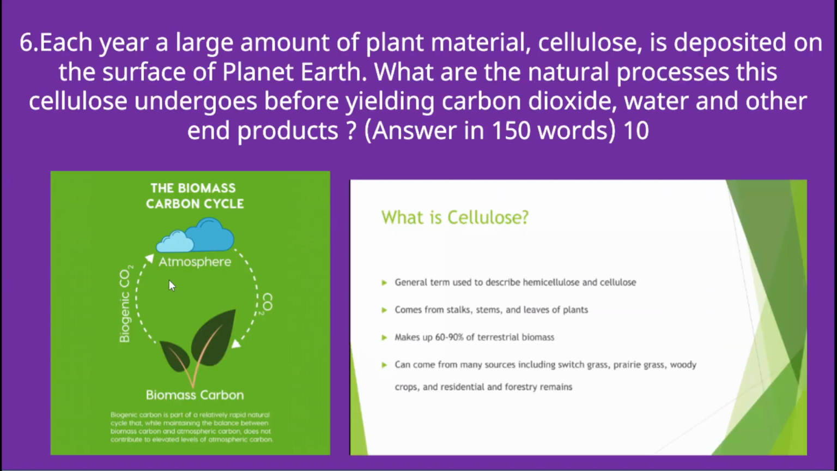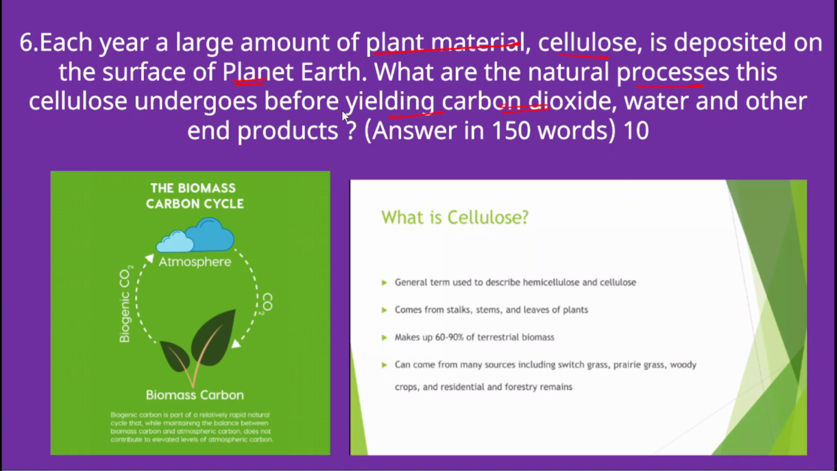So the next question is from the environment and ecology section. The question here is asking that each year a large amount of plant material, cellulose, is deposited on the surface of planet Earth. Okay, so no doubt every year a huge amount of plant material and plant cellulose is deposited on the surface of the planet Earth. So what are the natural processes this cellulose undergoes before yielding carbon dioxide? So ultimately the cellulose and the plant material will be converted into carbon dioxide.